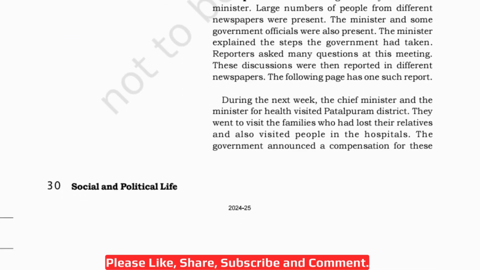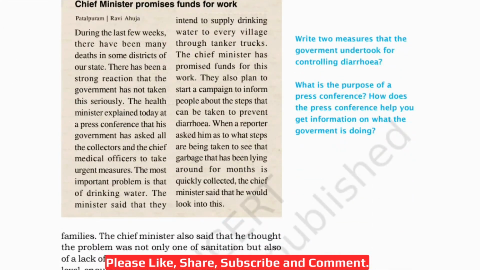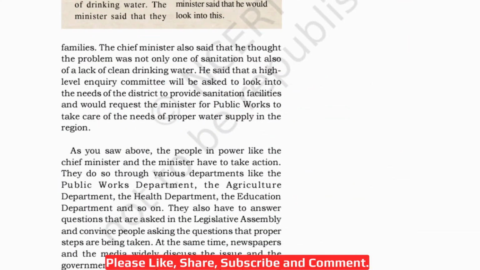During the next week, the Chief Minister and the Minister for Health visited Patalpuram district. They went to visit the families who had lost their relatives and also visited people in the hospitals. The government announced a compensation for these families. The Chief Minister also said that he thought the problem was not only one of sanitation but also a lack of clean drinking water. He said that a high level inquiry committee will be asked to look into the needs of the district to provide sanitation facilities and would request the Minister for Public Works to take care of the needs of proper water supply in the region.